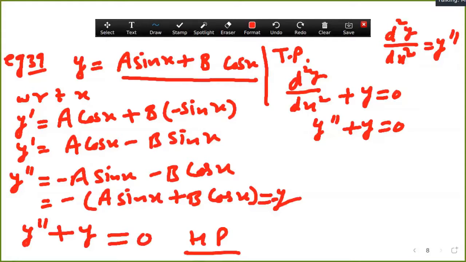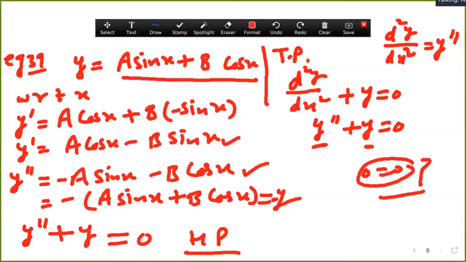Okay, I can do the question like this. Sometimes you can do the question another way. Suppose you don't know how to get this y. Just get y double dash and y dash. Put the value of y double dash here and the value of y here and simplify it. You will get 0 is equal to 0. You can do it like this also, by putting the values of the second derivative and y.